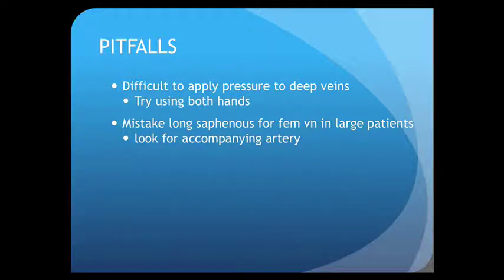Finally, if you've got a very large patient, then occasionally I've seen people mistake the long saphenous vein, and because there's a lot of overlying fat tissue, they think, oh, because of the depth, it must be the femoral vein. The femoral vein has the artery running next to it. The saphenous vein doesn't. So if you're unsure, look for that artery.